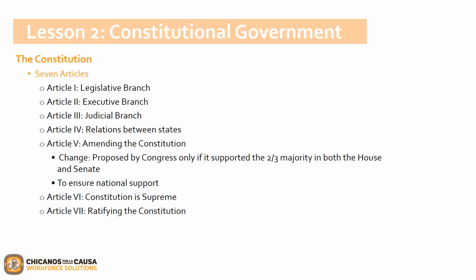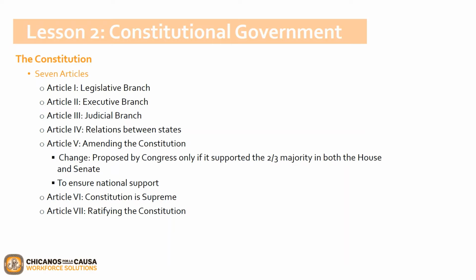However, that change can be proposed by Congress only if it is supported by a 2/3 majority in both the House and the Senate. And this is in order to ensure national support. Article 6, Constitution is supreme, which pretty much means that all government officials must uphold the Constitution as the supreme law of the land, which means that no other laws can contradict any part of the Constitution.